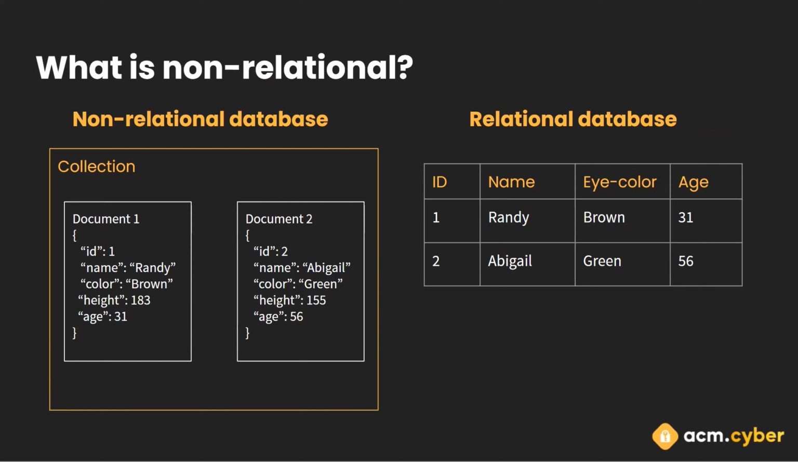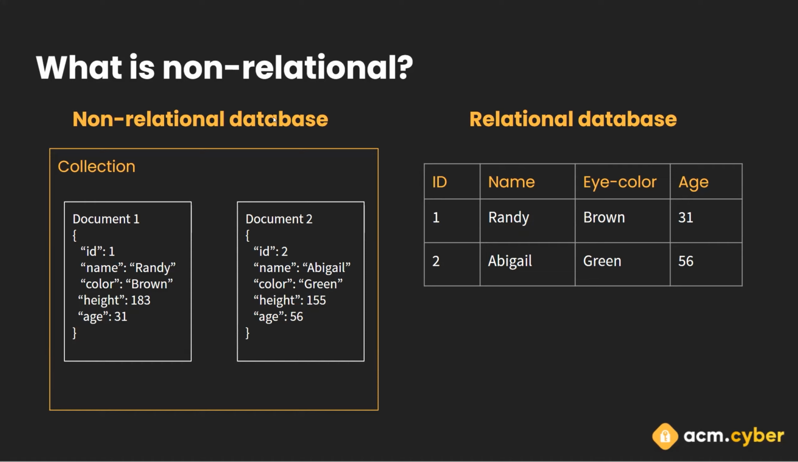Well, in a SQL database, things are organized according to fields, rows and columns. Like for example, ID, name, eye color, age. These fields are set, and each entry within the database has to conform to the type and specification outlined by the schema. But in a non-relational database, it's a little bit different.